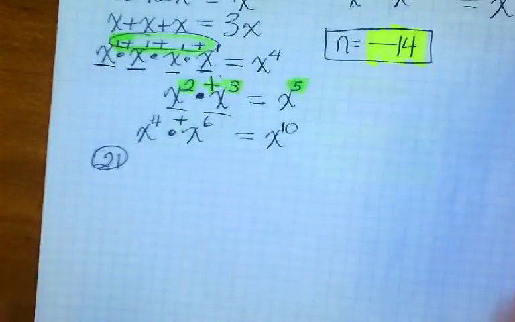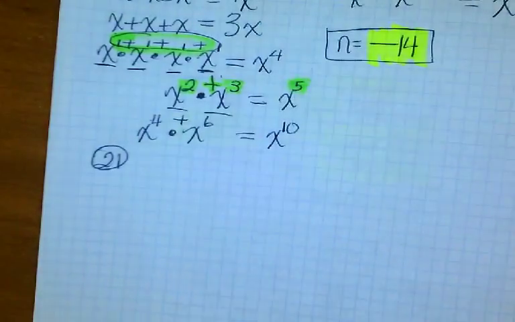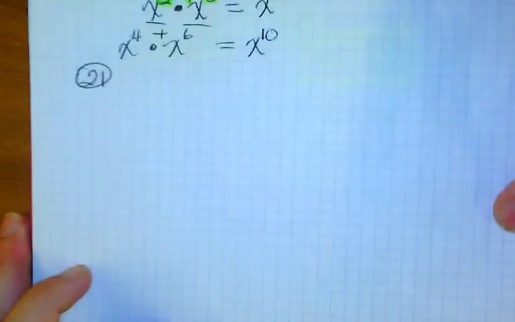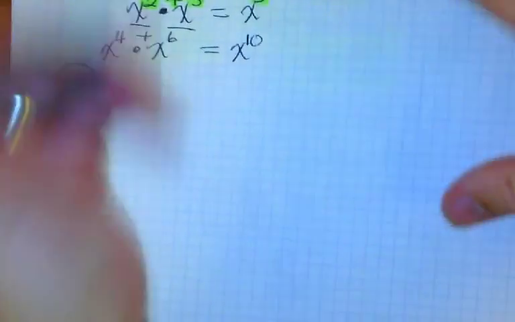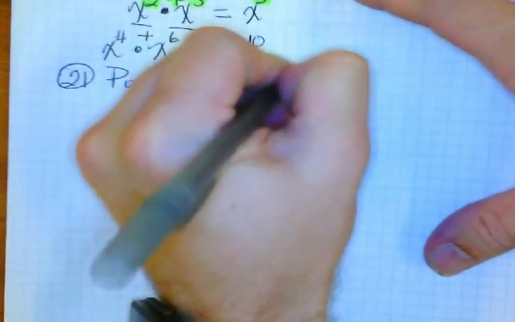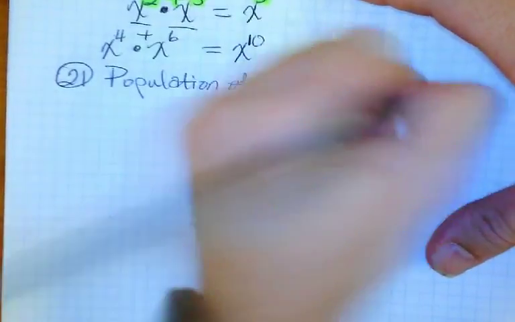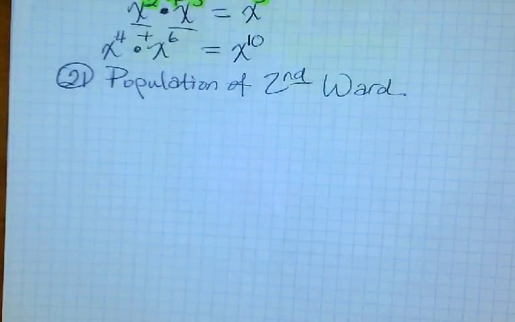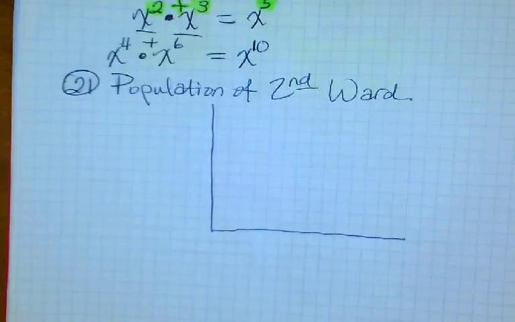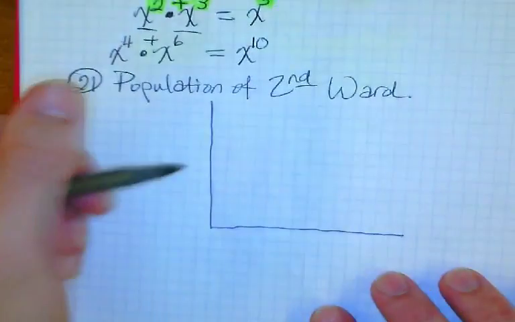Do this last one and then we'll take a break. We're going to look at number 21. Alright, guys, so we're going to say population in Houston, population of 2nd Ward. This graph is going to be called the population of 2nd Ward. We don't have negative people and we don't have negative time, so we're going to make our graph an L shape. We just need quadrant 1.